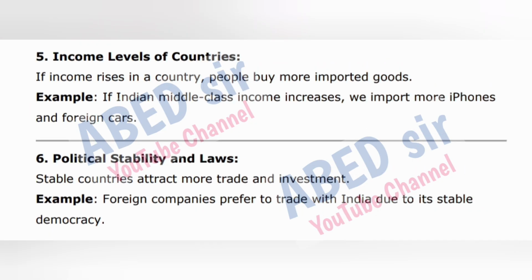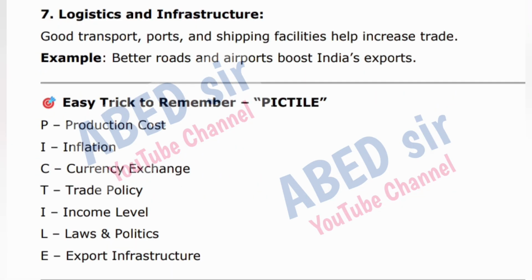5. Income levels of countries. If income rises in a country, people buy more imported goods. Example, if Indian middle class income increases, we import more iPhones and foreign cars. 6. Political stability and laws. Stable countries attract more trade and investment. Example, foreign companies prefer to trade with India due to its stable democracy. 7. Logistics and infrastructure. Good transport, ports, and shipping facilities help increase trade. Example, better roads and airports boost India's exports.